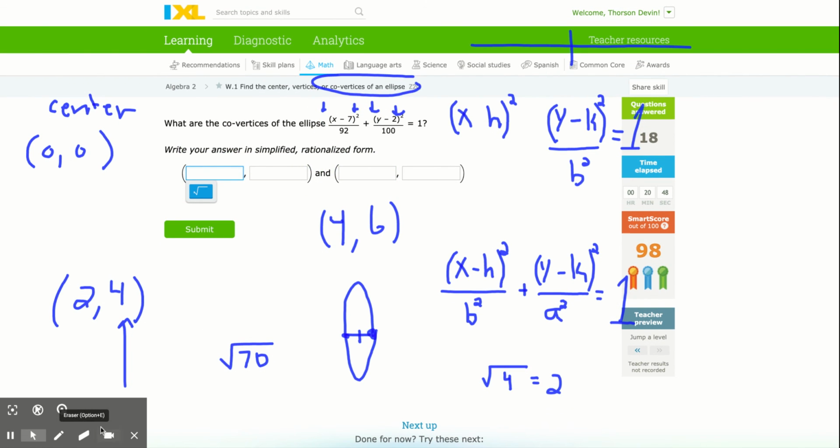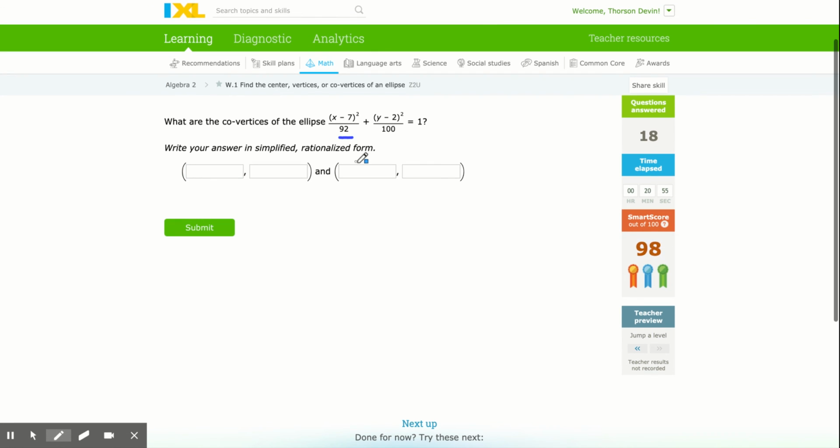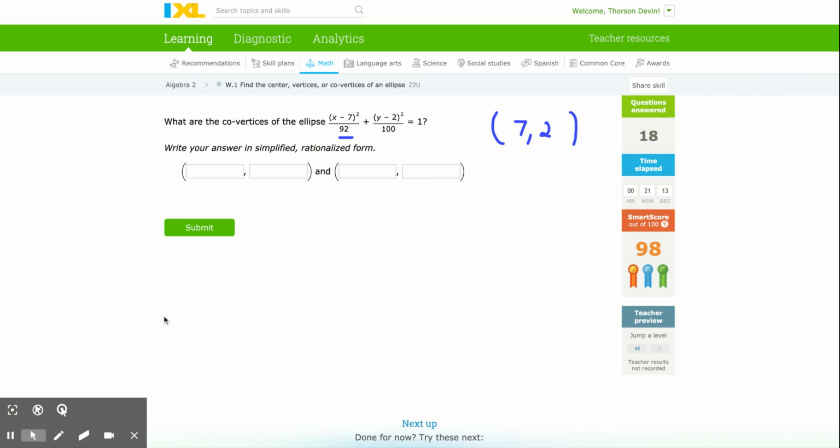I'm going to clear all this out because this is getting crowded. There we go. So what are the co-vertices? Co-vertices, again, use the smaller number, 92. The center is 7, 2. And the co-vertices are left and right of the center because it's below the x value. So the y value will not change. The y value is 2. So I'm just going to quickly plug in 2 here. 2 and 2. And then I need to figure out what the square root of 92 is. I'm not sure if that can be reduced at all.